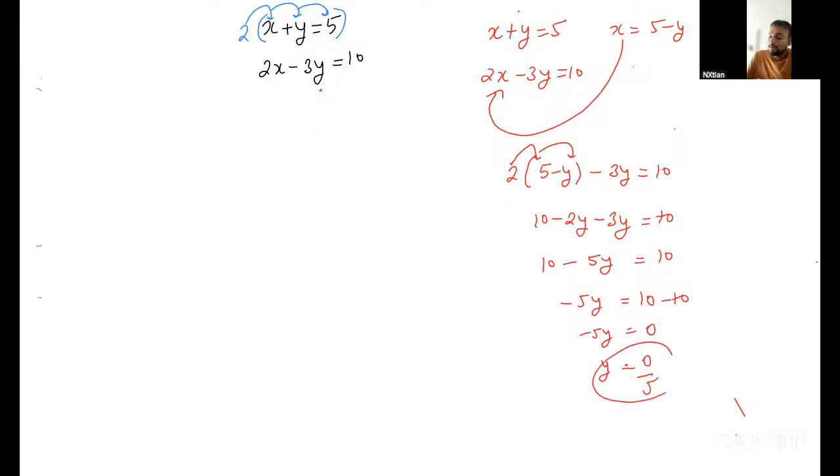Basically, what I'm doing is substituting the value of x from the first equation into the second equation. Now when I get the value of y as 0, I will put it here. So I get x equals 5 minus 0, x equals 5. Simple as that.